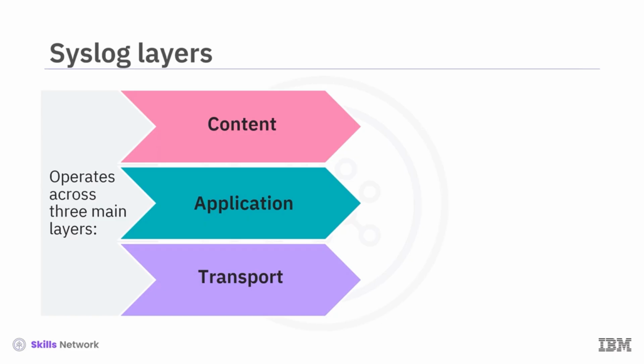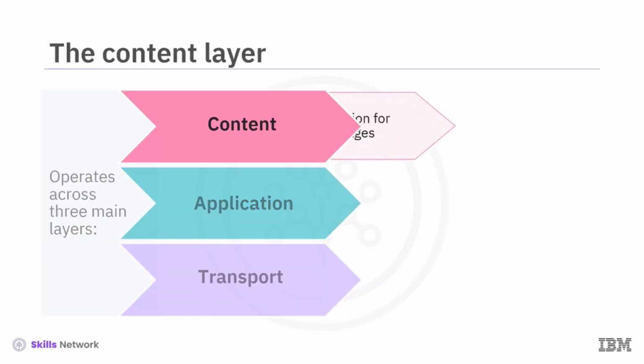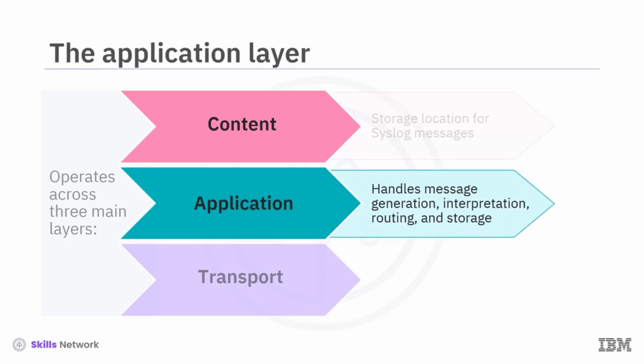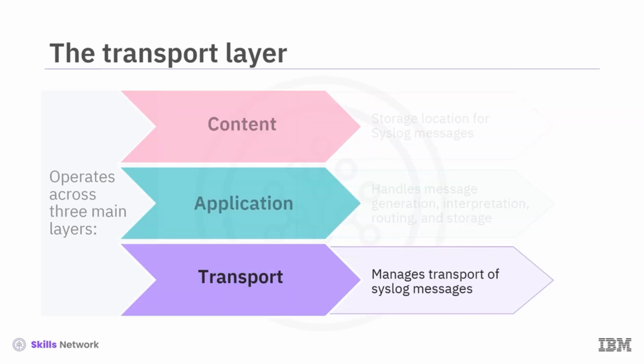Let's explore these layers. First, you see the content layer where the syslog stores the messages. Next is the application layer, which handles message generation, interpretation, routing, and storage. Finally, the transport layer manages the transportation of syslog messages across the network.